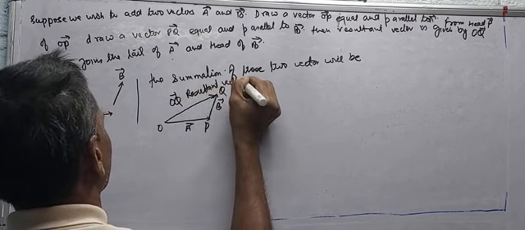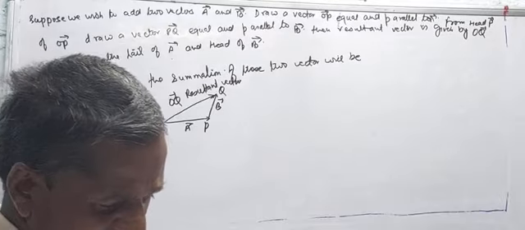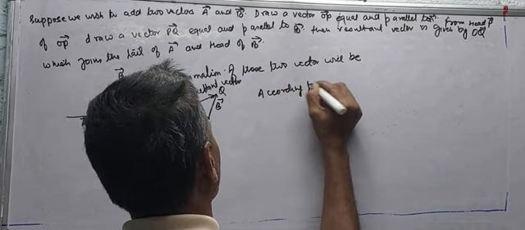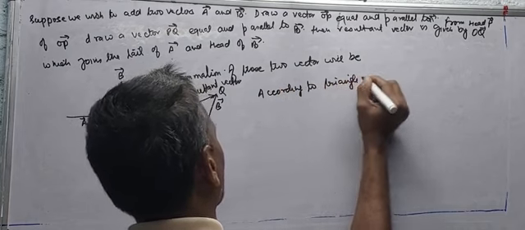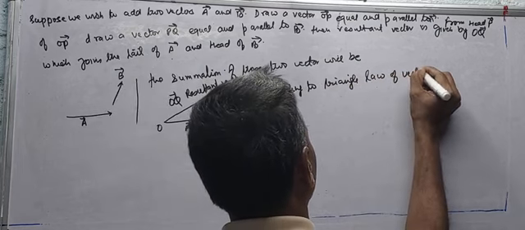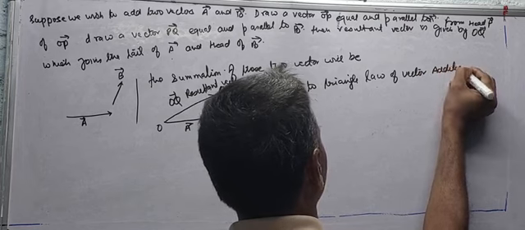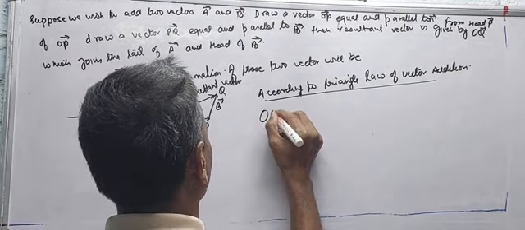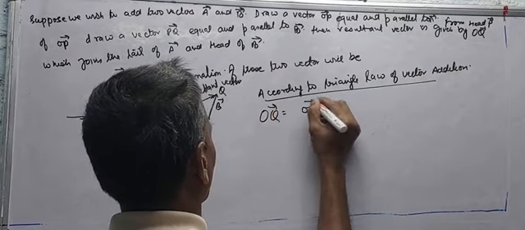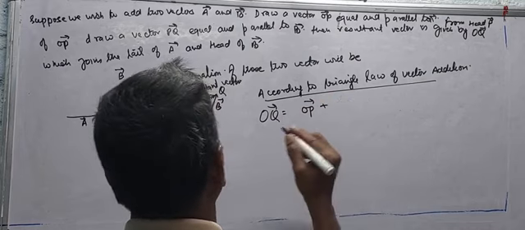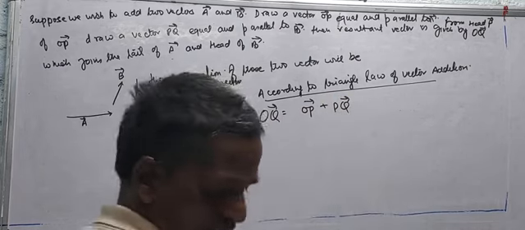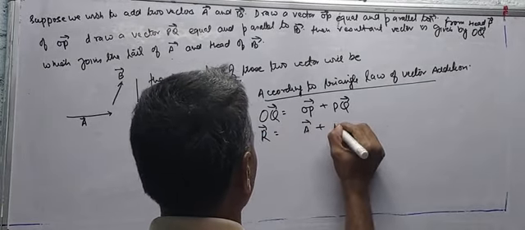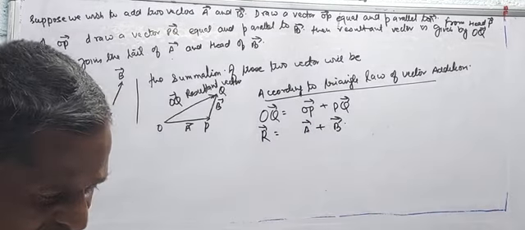According to triangle law of vector addition, OQ vector equal to OP vector plus PQ vector, and the resultant vector is equal to A vector plus B vector.